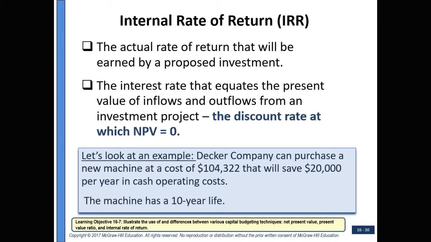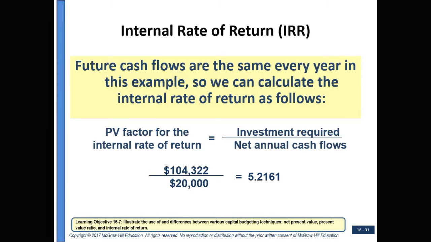$104,322. That will save $20,000 per year in cash operating costs. The machine has a 10-year life. In this example, future cash flows are the same every year, so we can calculate the internal rate of return. The present value for the internal rate of return equals 5.2161. This is the investment required divided by the net annual cash flows.